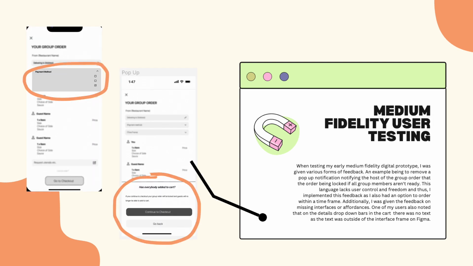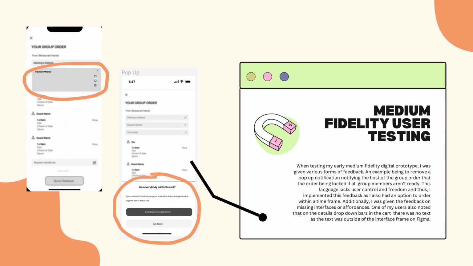When testing my early medium fidelity digital prototype, I was given various forms of feedback, an example being to remove a pop-up notification notifying the host of the group order of the order being locked if all group members aren't ready. This language lacks user control and freedom, and thus I implemented this feedback as I also had an option to order within a time frame.